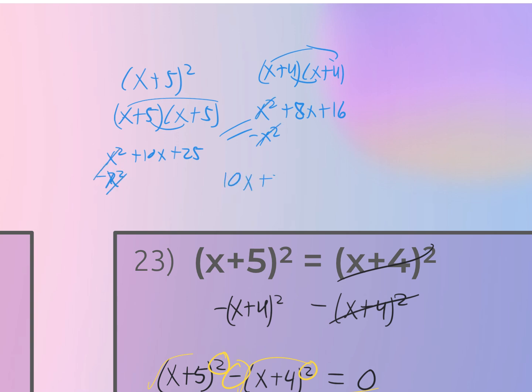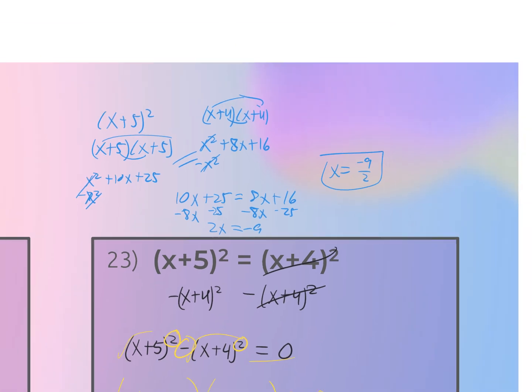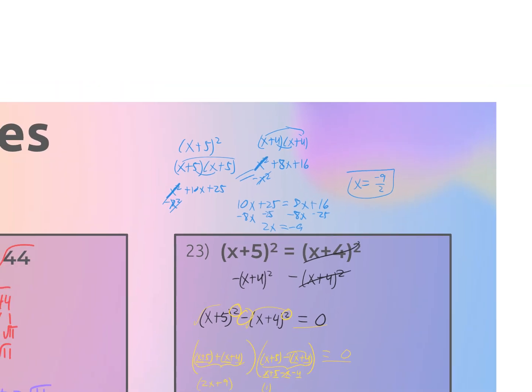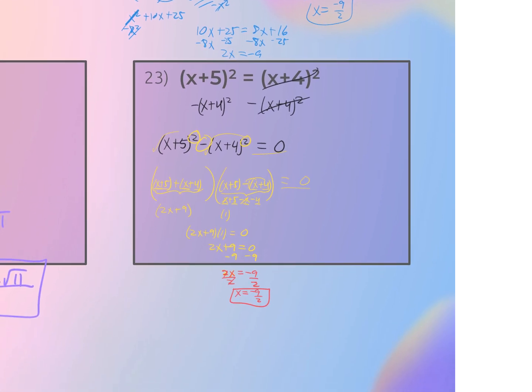So we get 10x plus 25 equals 8x plus 16. And then now let's solve it. Let's get the x's to one side, so we move 8x to the other side. We get 2x, subtract 25 on both sides, equals -9. And then just divide by 2 on both sides, we should get the same thing, x equals -9/2. So again, just one solution because the x squareds cancel out. But if that x squared was there and didn't cancel out, we should get two solutions. But this is a case where we just get one.